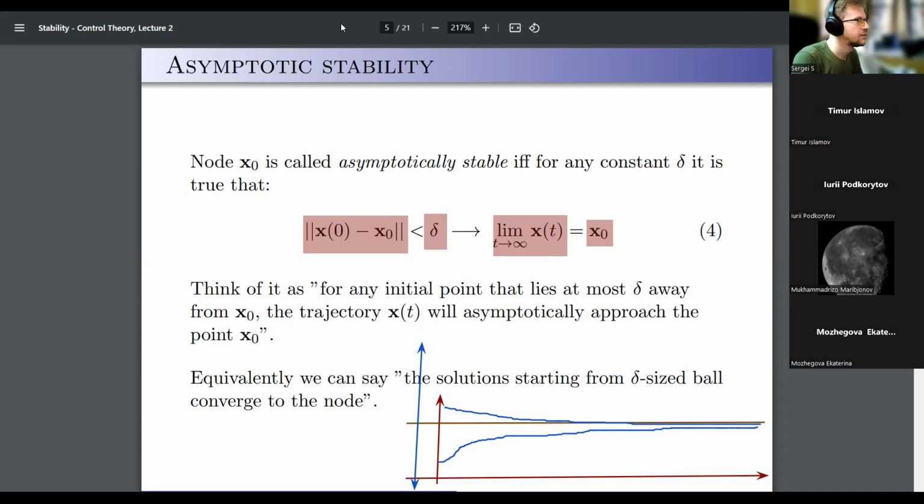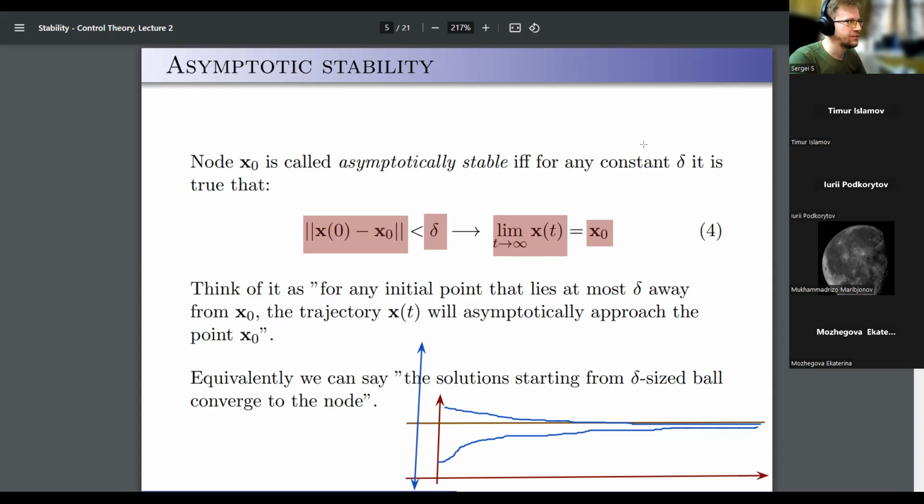Can you provide us some counterexample for stable, but not asymptotically? Okay, good question. Am I correct that it's like no damping oscillation? Yes, exactly. Oscillation without damping is a good example. Thank you for the question.